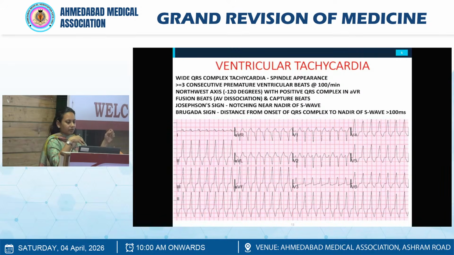Even more than 3 consecutive premature ventricular beats at 100 per minute. Northwest axis is there, with positive QRS complex in AVR. Usually AVR is a negative deflection. Fusion and capture beats might be present. If any time you see such an ECG, it is ventricular tachycardia, or do not jump to the word ventricular tachycardia. Just say wide complex tachycardia.